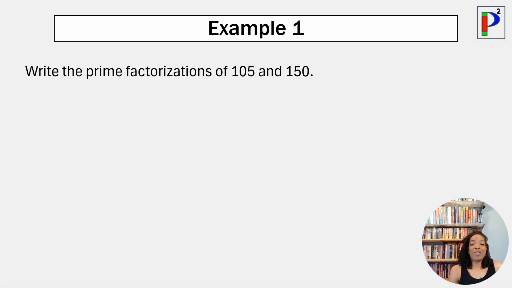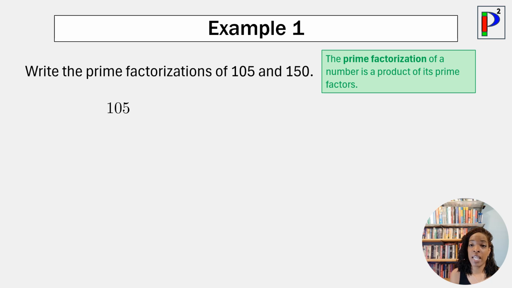And here's the review. Write the prime factorizations of 105 and 150. Now, there are many ways to do this, but the goal is to write the number as a product of its prime factors. I'm going to use a factor tree. Your tree may look very different from mine. Doesn't matter as long as we get to the right answer.